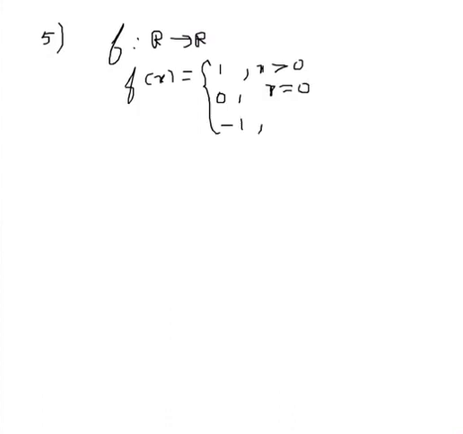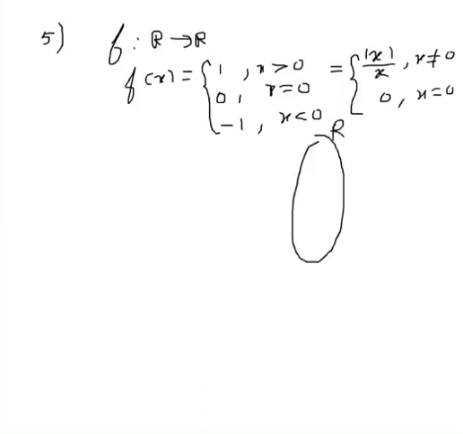Then question 5. Show that the signum function from R to R given by f of x is equal to 1 when x is greater than 0, 0 when x is equal to 0, and minus 1 when x is less than 0, is neither one-one nor onto. The signum function can be defined like this also: absolute value of x by x when x is not equal to 0, and 0 when x is equal to 0. This is from the real number set to the real number set.